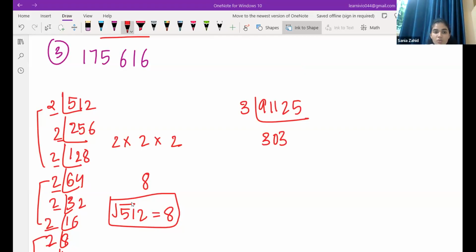Children, just wait for 1 minute. I'll join with another device, okay? Just give me 1 minute. By the time, please copy this question and solve it. 175616. Complete this one, and by the time I'm just joining.